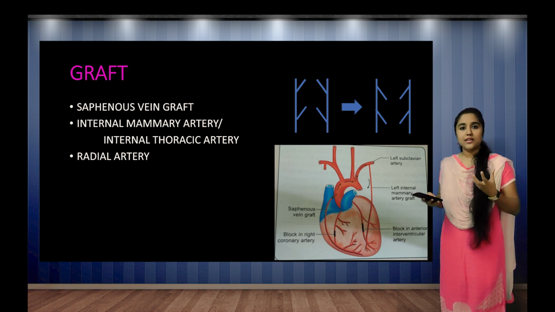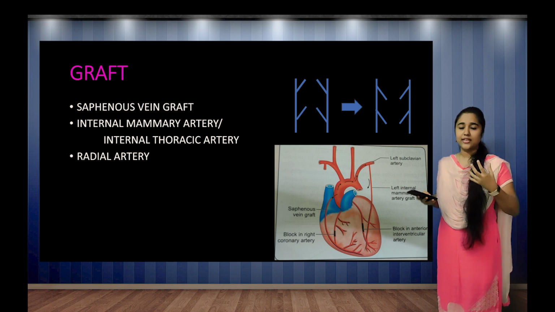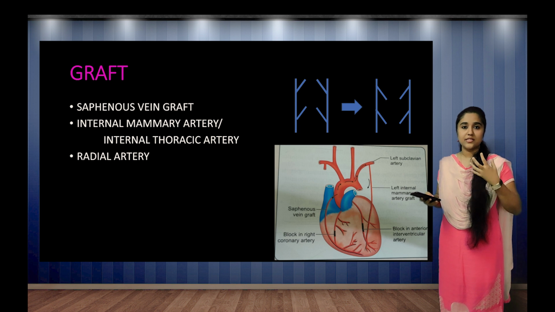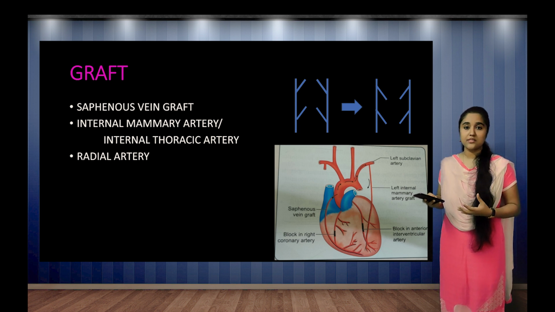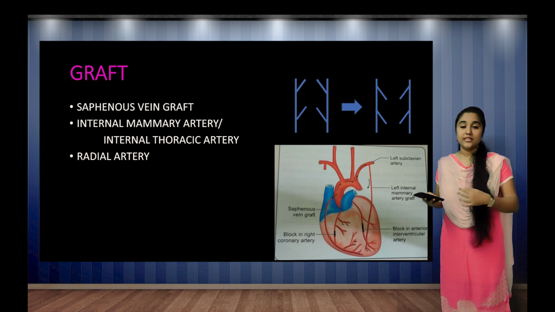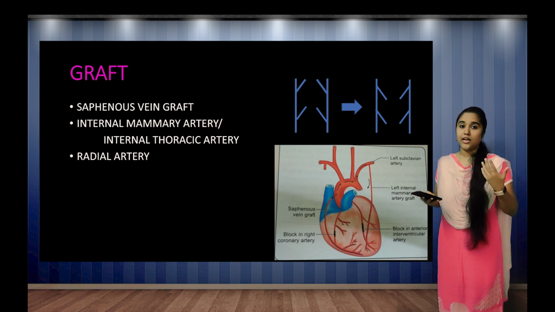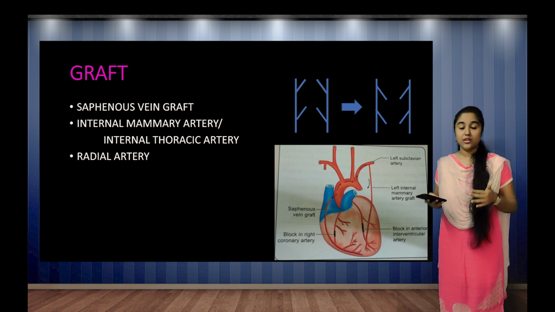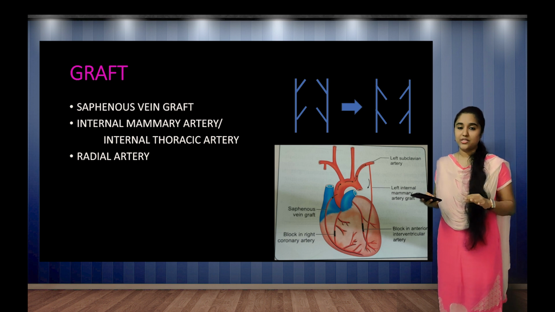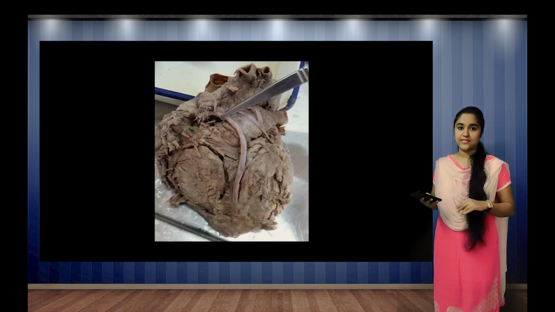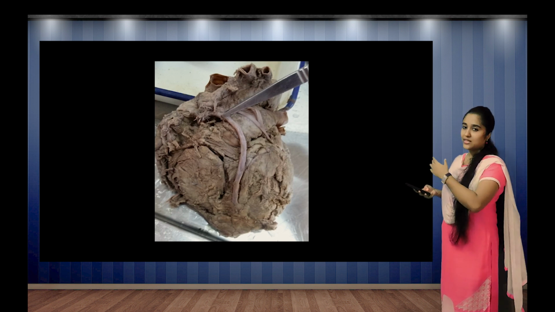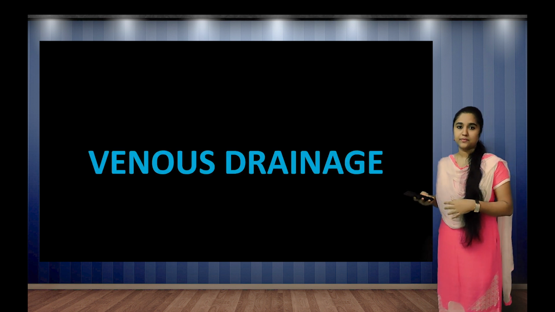Now why this internal mammary artery is preferred? It is preferred because it has got elastic tissue in its walls, and its endothelium has got a particular substance that acts like fibrinolytic substance that prevents the atherosclerosis, and there is less chance of restenosis if you use internal mammary artery graft. You can also use the radial artery for the grafting, but before using the radial artery, please ensure that the ulnar artery is patent by doing the Allen's test. This is an image of a graft placed in heart of a cadaver.